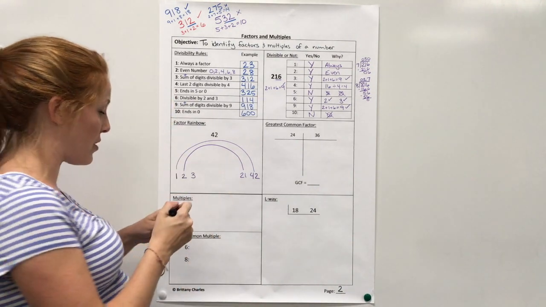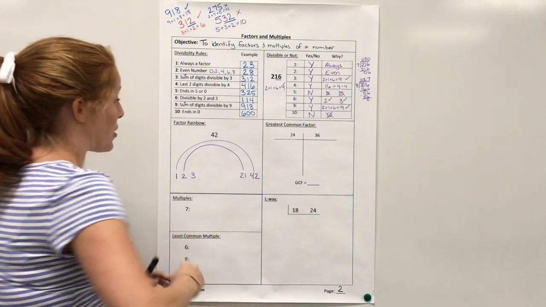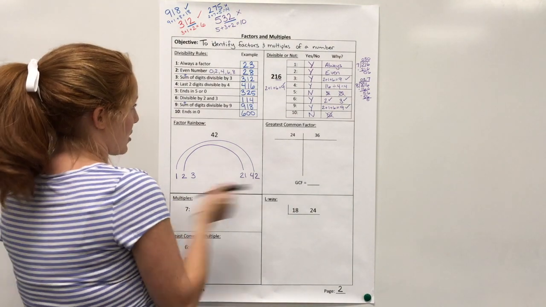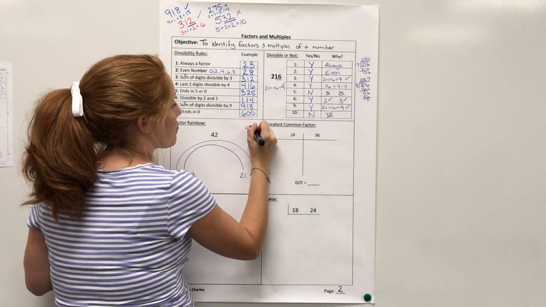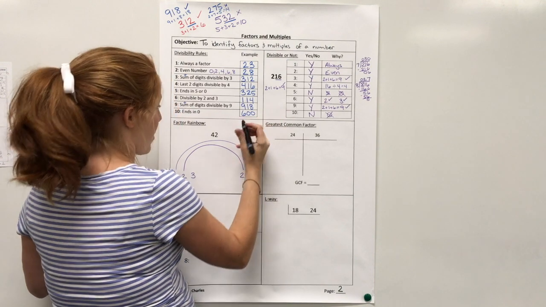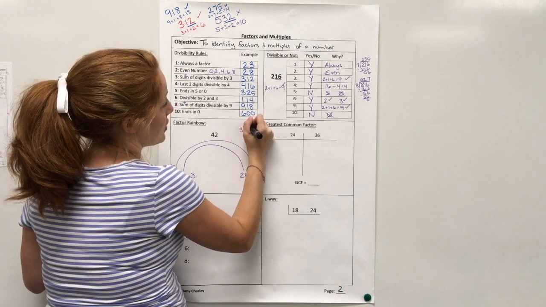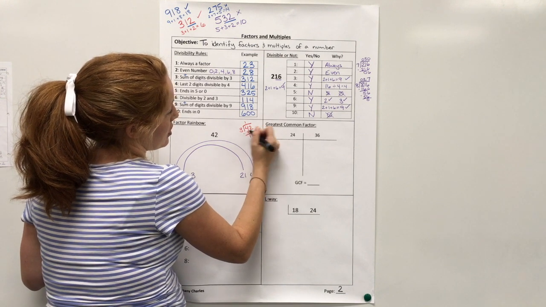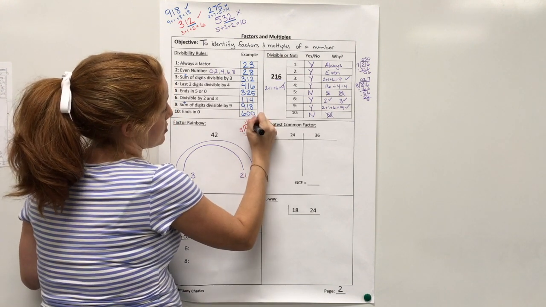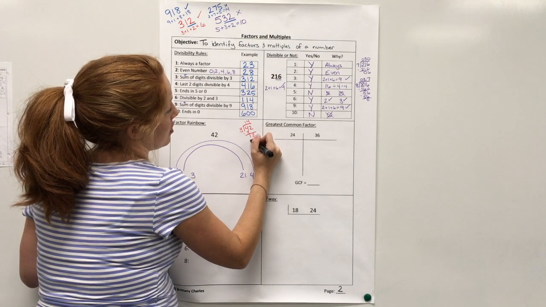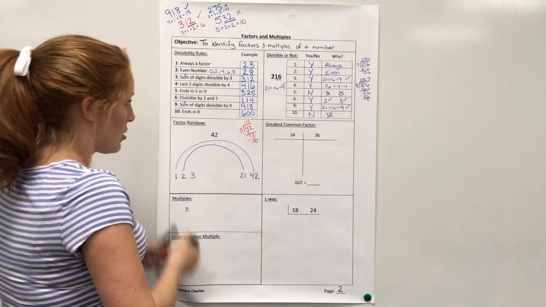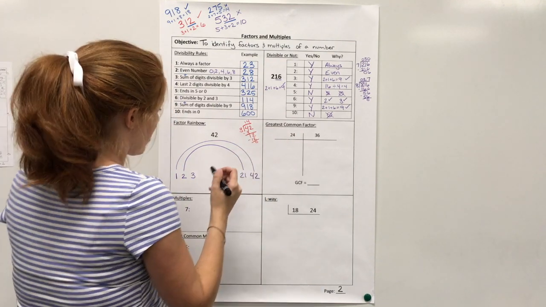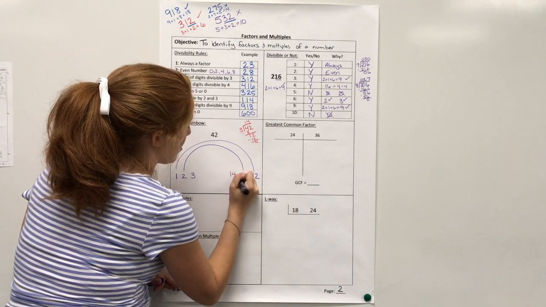Now, it might not be obvious to you how many times 3 will go into 42, so we're just going to divide to the side right here. 42 divided by 3, that goes in once, which is 3. Subtract, that goes in 4 times. All right, well, that worked. So it'd be 3 and 14.